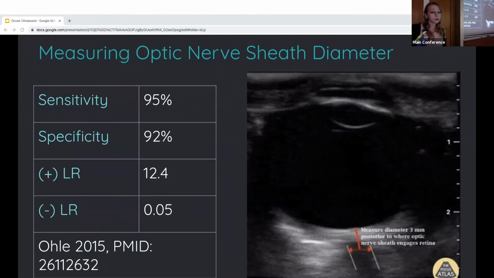The sensitivity for determining increased intracranial pressure is about 95%. Specificity is a little bit lower, and it varies based on what cutoff you use for the determination of increased intracranial pressure.